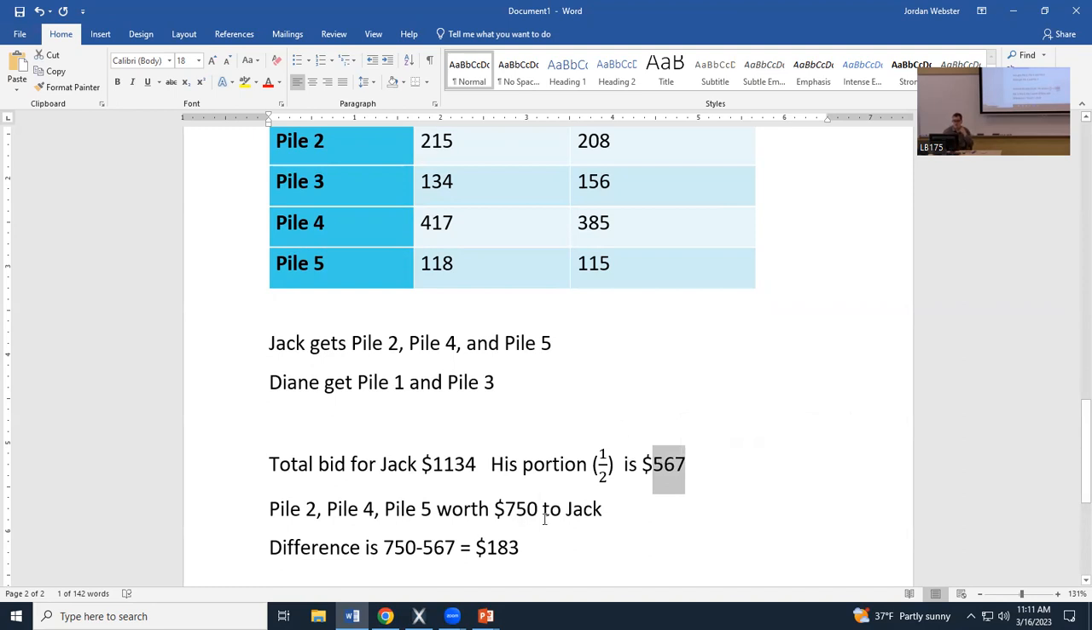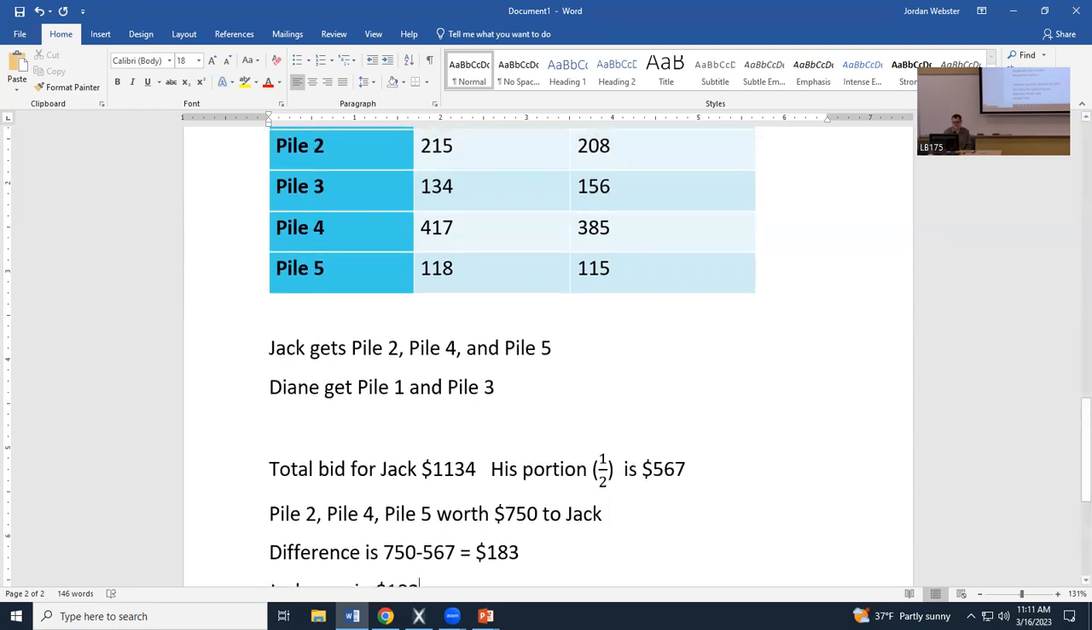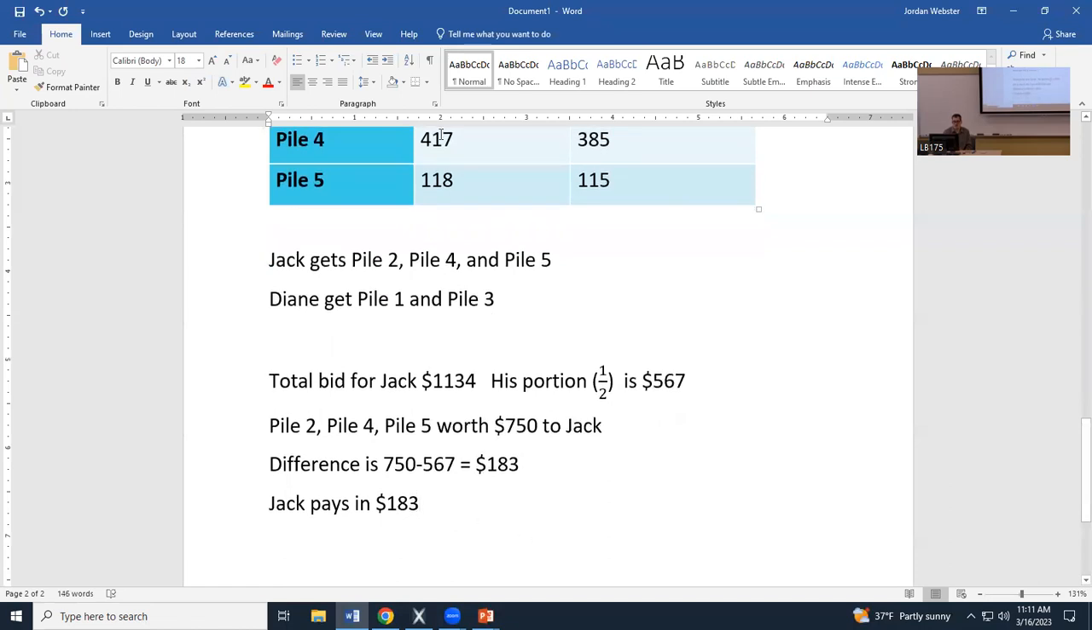Now notice that he got more than his portion, right? So Jack needs to pay in $183. Everybody understand what I did there? So I look at his total bid, and then I look at his portion, which because there's two people is half of that. And I compare it to what he got already. He got more than his portion. Therefore, he needs to pay an extra.